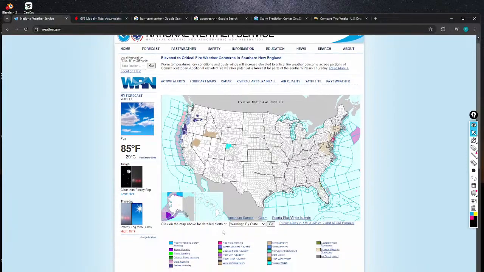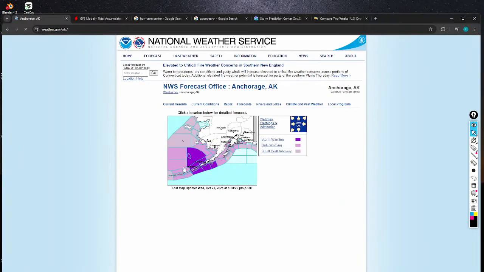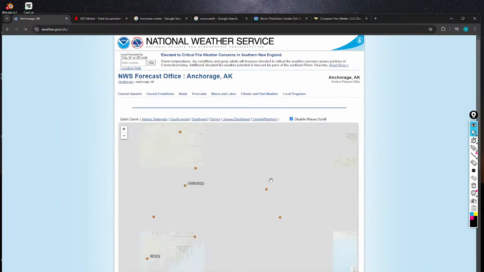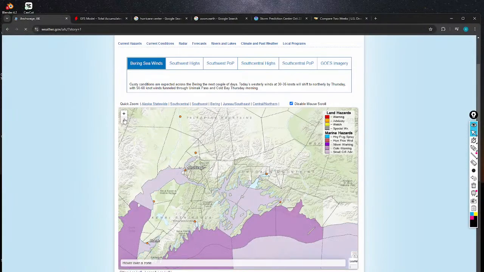National Weather Service is showing a heavy freezing spray warning for Colorado. Storm surge warning, I'm pretty sure that's for Alaska for that storm. Oh, that's a storm warning, I'm sorry. Yeah, storm warning for Alaska. Just kind of weird, but alright.